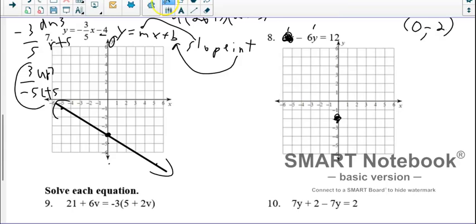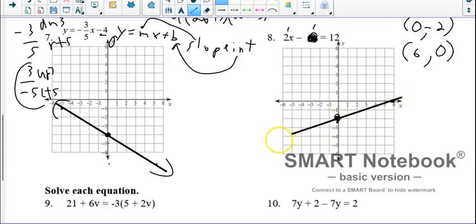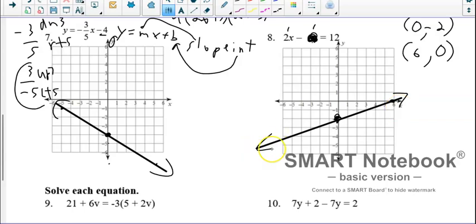Now, I'm going to do the cover-up method here. And when I do that, I'm plugging in a 0 for y, and that's going to give me my x-intercept. 12 divided by 2 is 6. That's right here. And I always use a straight edge. Ruler, ID card, whatever, and there's my line.